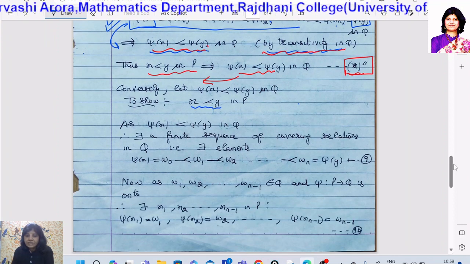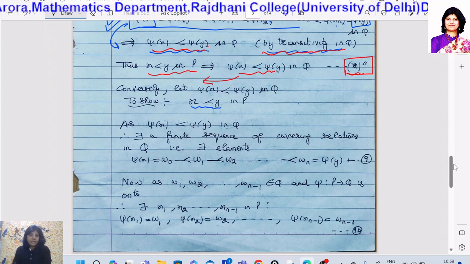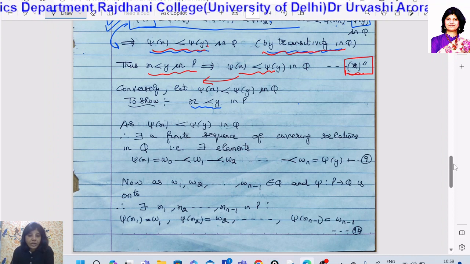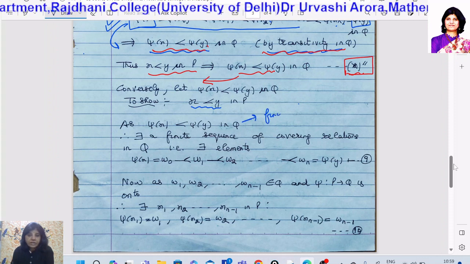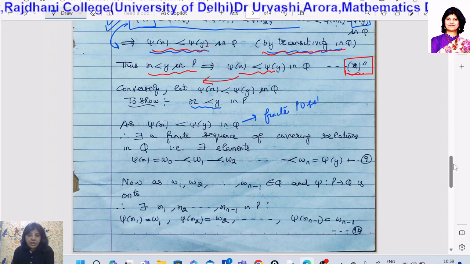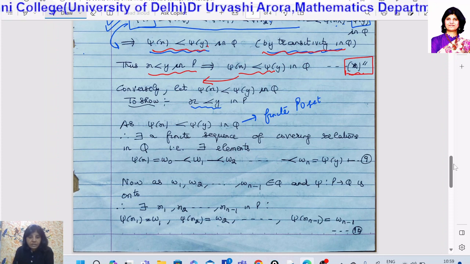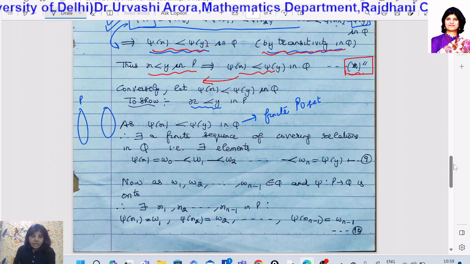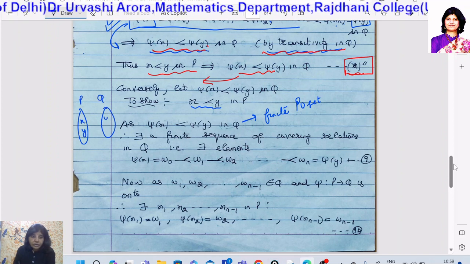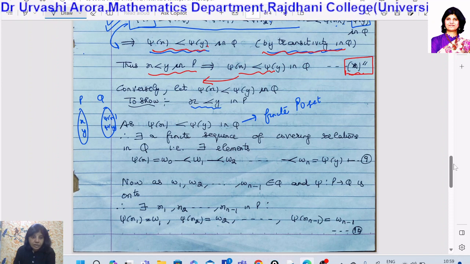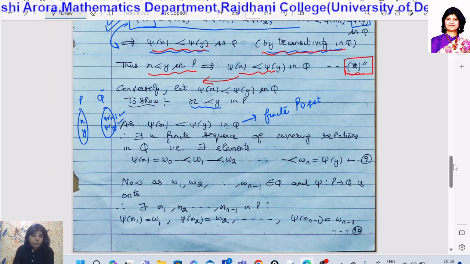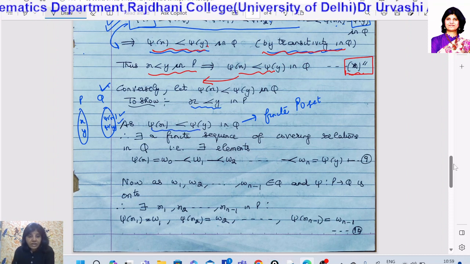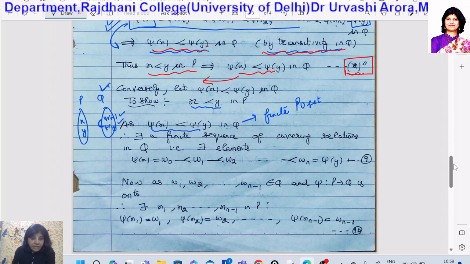As psi x is strictly less than psi y in Q, we use the result which we have just used, because psi x is less than psi y in Q and Q is a finite PO set. In a finite PO set, this particular result holds for elements psi x and psi y of Q. So this is the picture that you have. P and Q are over here, x and y are over here, psi x and psi y are over here. Psi x and psi y are elements of Q, and Q is given to be a finite PO set. And in a finite PO set, whenever two elements are strictly related, there always exists a finite sequence of covering relations between them.